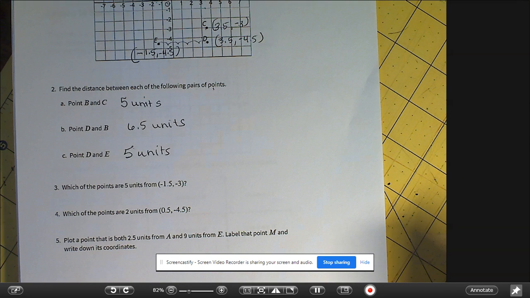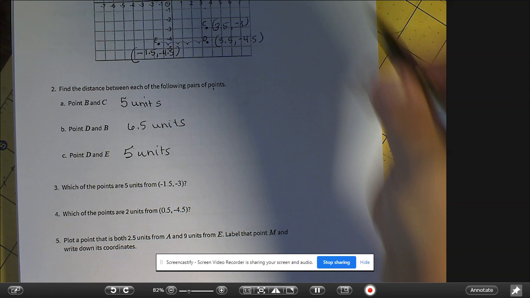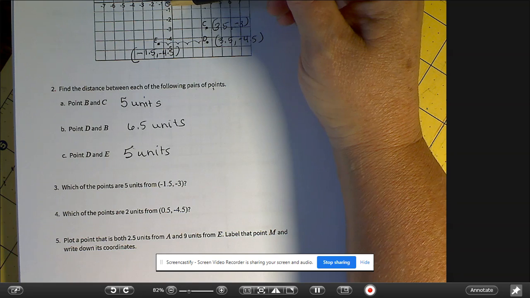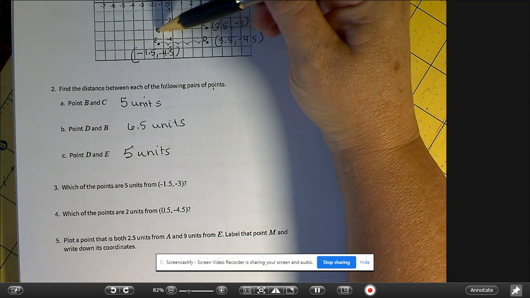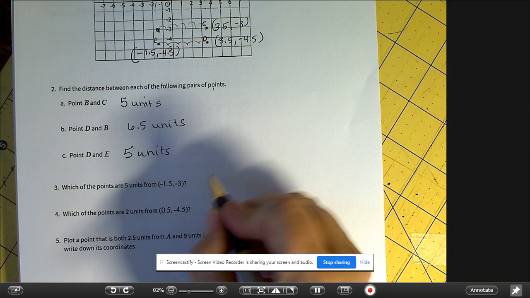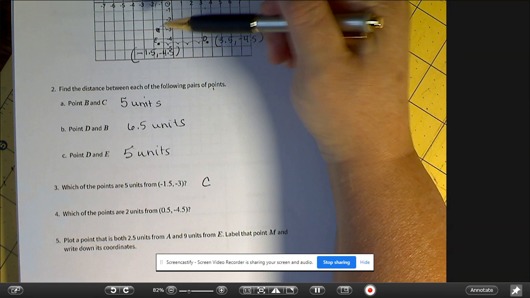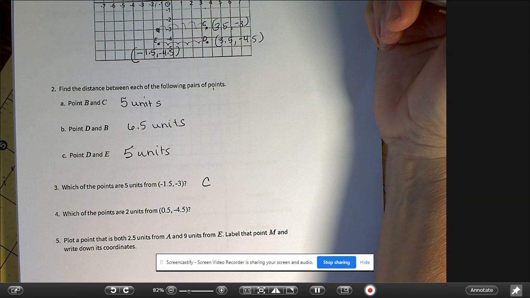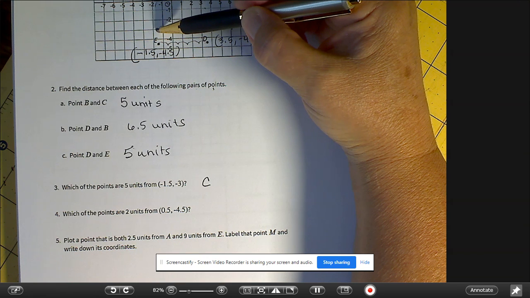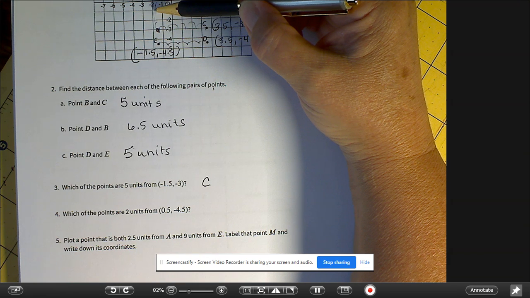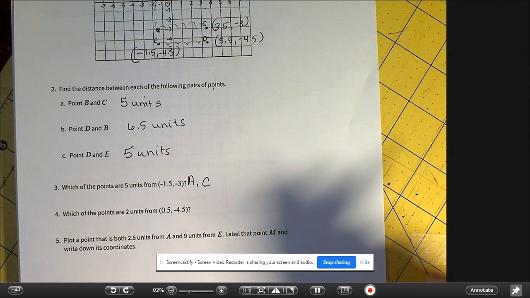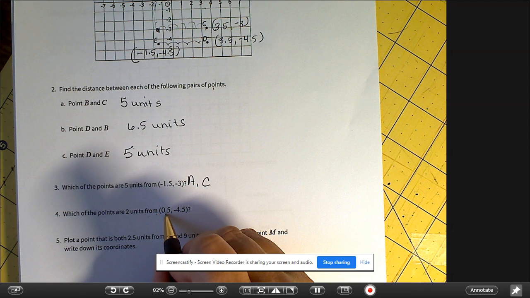Which of the points are 5 units from -1.5 and -3? So if this was -3 here, we'd have 1, 2, 3, 4, 5. So that would be C. And I think that's it. Wait, how many is this one? 1, 2, 3, 4, 5, and A as well. So A and C.